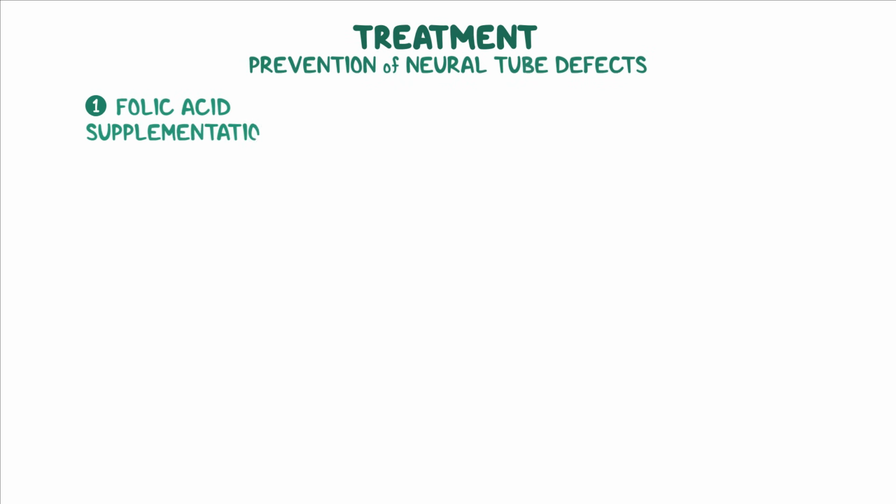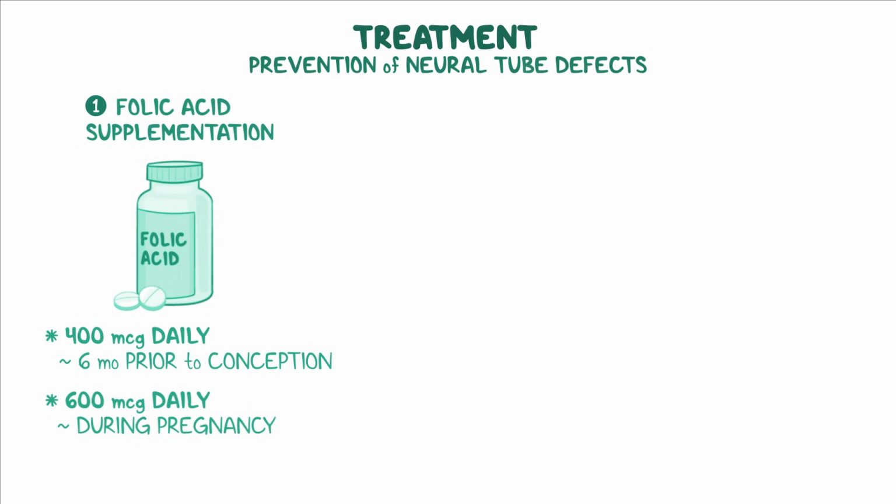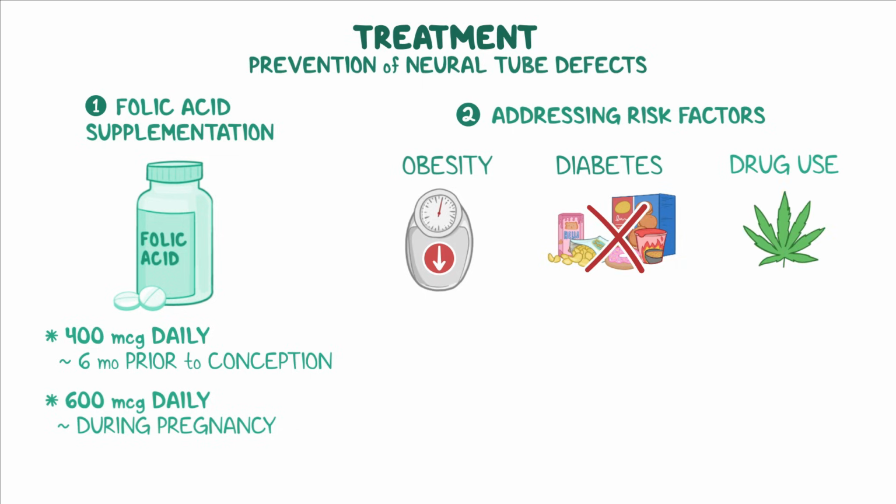Let's first look at the prevention of neural tube defects. One of the most efficient ways to prevent a neural tube defect is by ensuring folic acid supplementation. Individuals who plan to give birth should consume 400 micrograms of folic acid daily for around 6 months prior to conception, increasing the dose to 600 micrograms daily during pregnancy. Additionally, addressing the risk factors predisposing to neural tube defects, such as obesity through weight loss, diabetes through strict glycemic control, and discontinuation of drug use will also reduce the risk of a defect occurring.